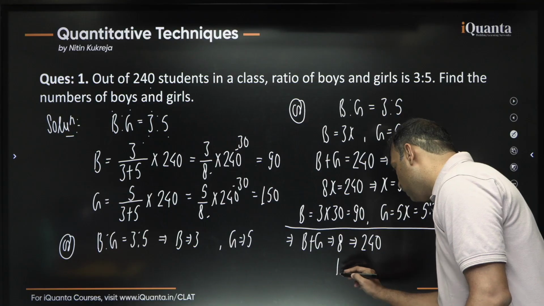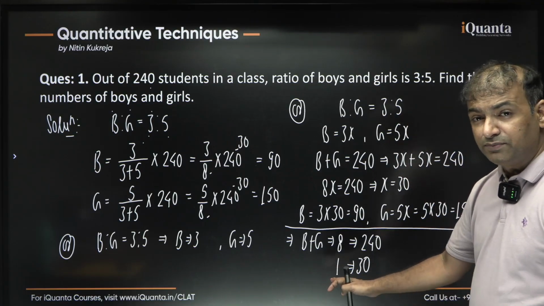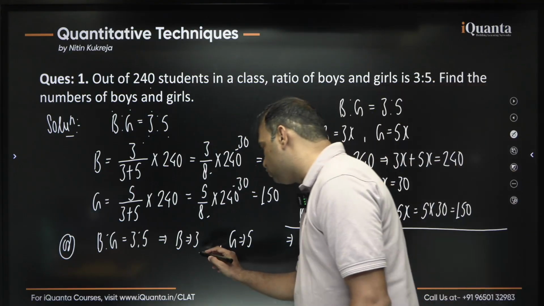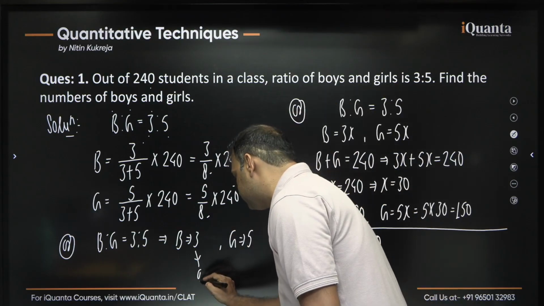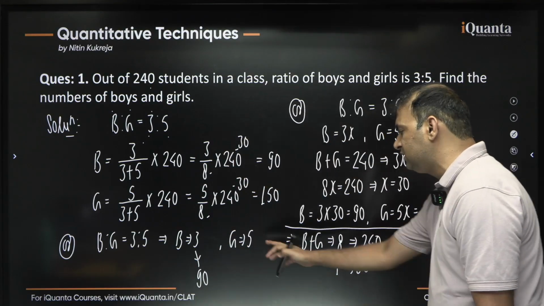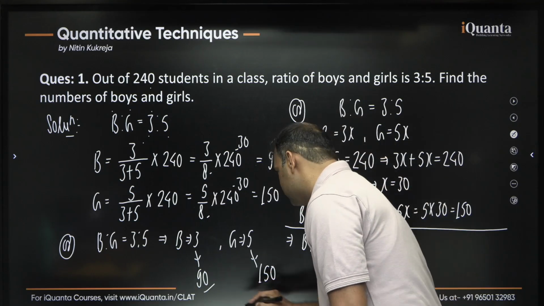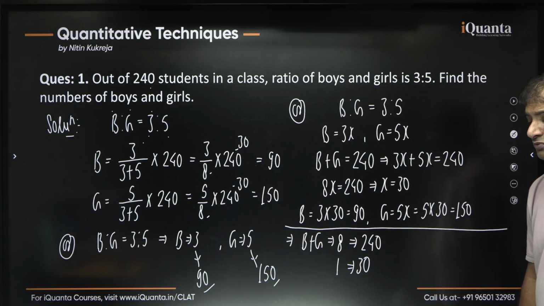That means 1 of the assumption is 30 of the real. Simple, guys, right? 8 of the assumption is 240, so 1 should obviously be 30, right? Since 1 is 30, we can say 3 has to be how many? See, 1 is 30, so 3 has to be 90. Similarly, 1 is 30, so 5 has to be 150. So again, we got the number of boys and the number of girls, right? And in all the methods, obviously the answer has to be the same, right?